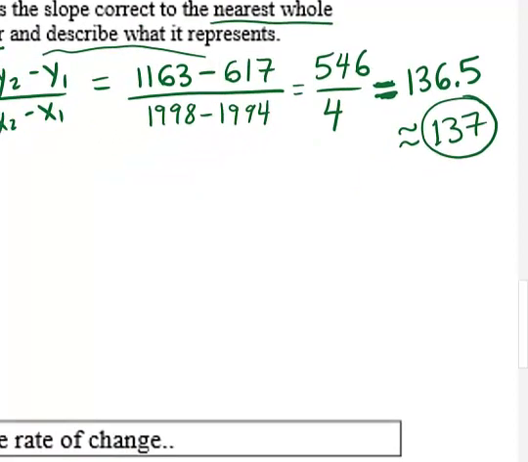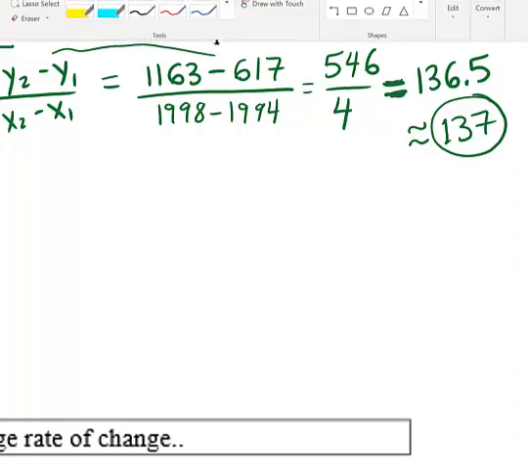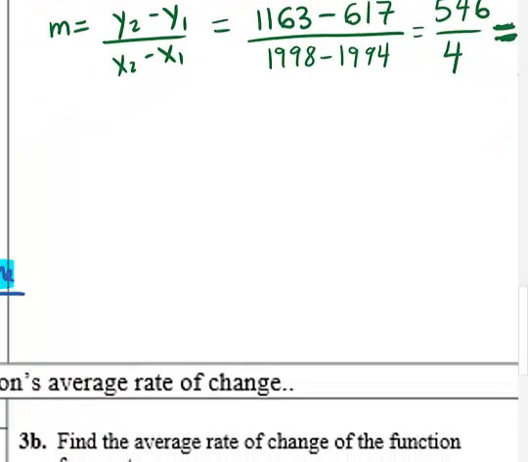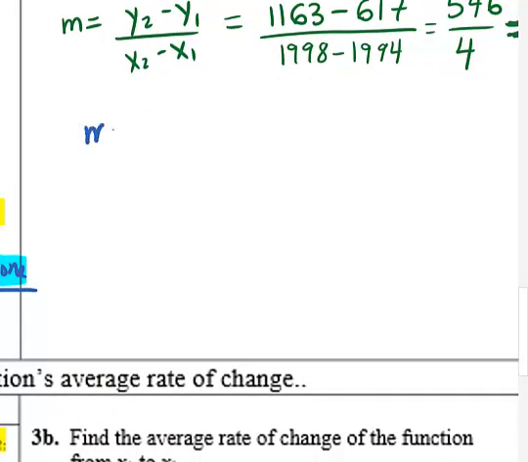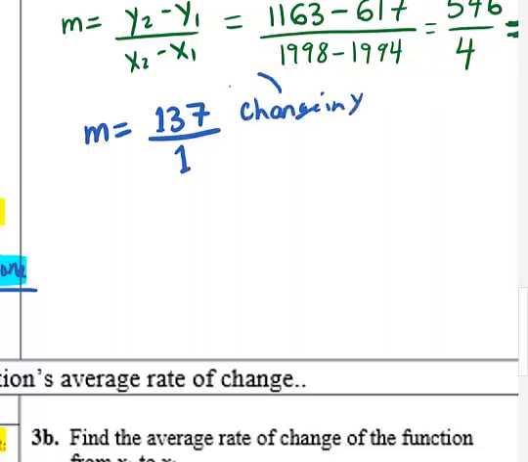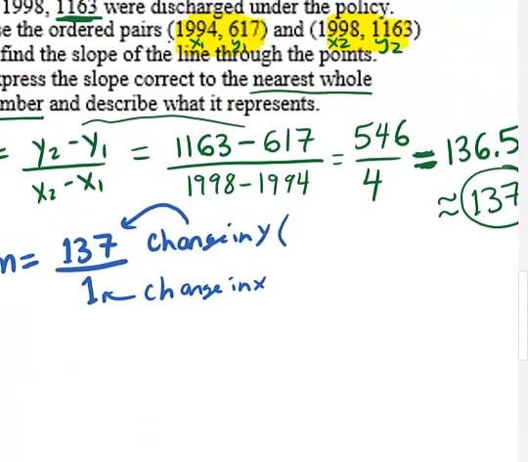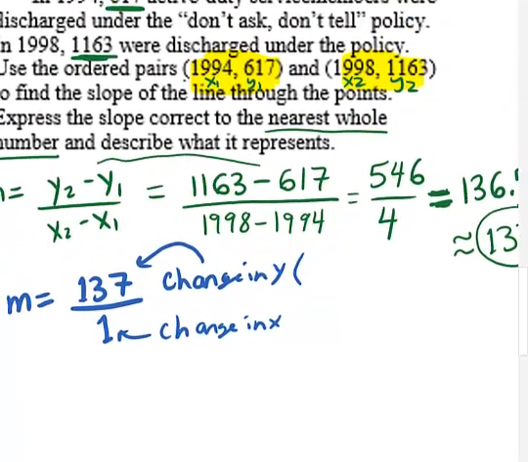Alright, now the decoding is hard. I think the more you do this, the better you'll get at it. But you have to really reason it out. Let me see. So I got 137 for the slope. But I want to think of the slope as a fraction, just because I know it's change in y over change in x. In y, so that's the numerator. And then I gotta think about what y represents. This is the change in x. Okay, what was y? Oh, y was the number of service members discharged.